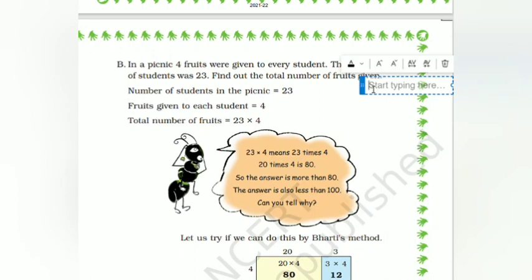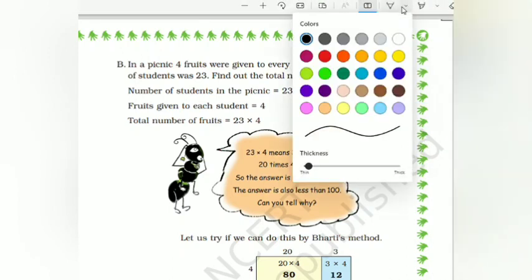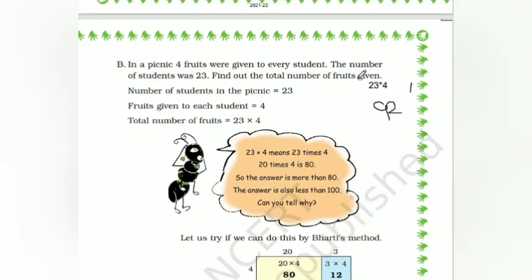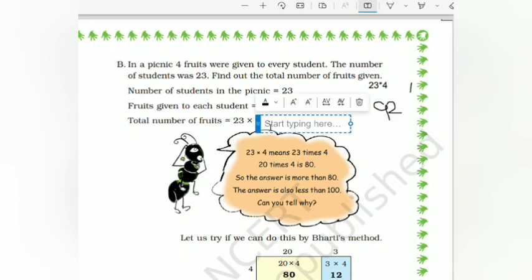That is 23 times 4. That is equal to how much? How can we find that? 4 into 3 is 12. Balance 1. 4 into 2, 8. Then 9. 92 is the answer. Okay, so we can write here 92.